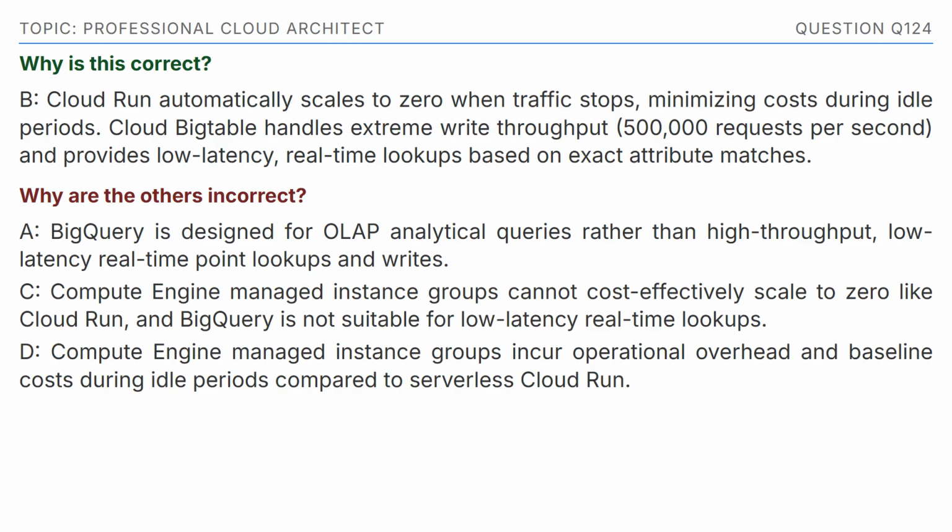Why are the others incorrect? A. BigQuery is designed for OLAP analytical queries rather than high-throughput, low-latency real-time point lookups and writes. C. Compute Engine managed instance groups cannot cost-effectively scale to zero like Cloud Run, and BigQuery is not suitable for low-latency real-time lookups. D. Compute Engine managed instance groups incur operational overhead and baseline costs during idle periods compared to serverless Cloud Run.